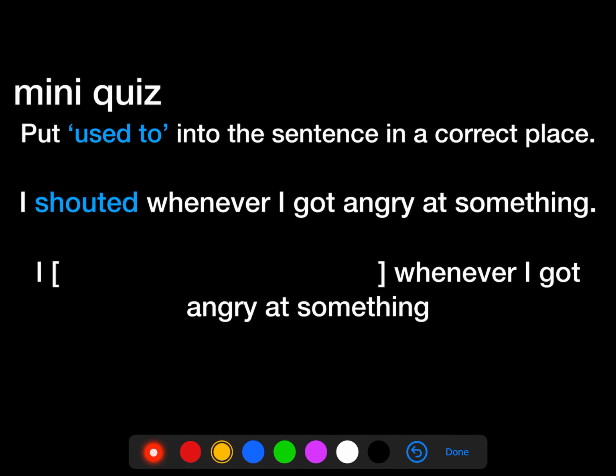Okay, let's move on to the next question. Put used to into the sentence in the correct place. Again. So let's read the sentence here slowly. I shouted whenever I got angry at something. So, it's not happening right now. It happened in the past. So, it seems like a past habit, a habit which is really hard to quit, which is really hard to stop.